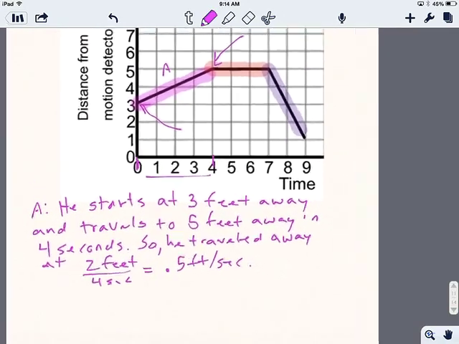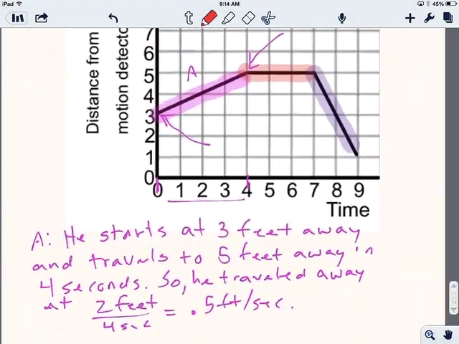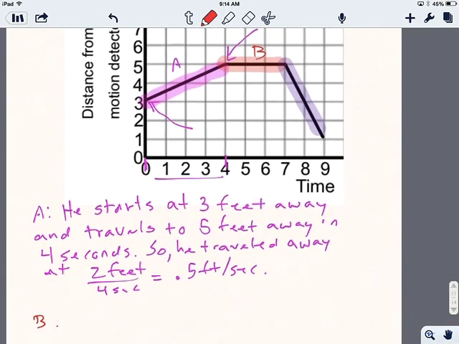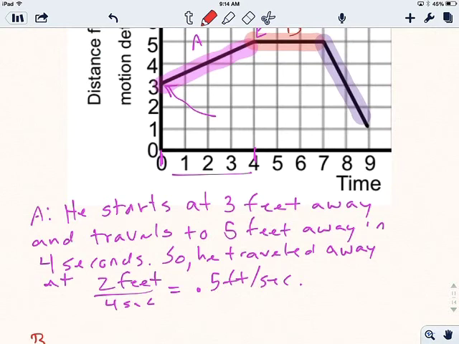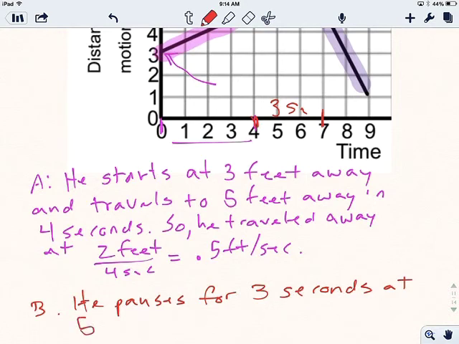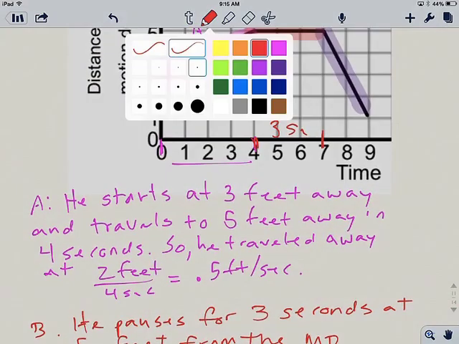All right, one section down. Let's look at the next section. So this next section that is in red here I'll call B. In section B, he does not move. He's at 5 feet at the beginning, he's at 5 feet at the end. It takes from 4 seconds to 7 seconds, so that's 3 seconds that pass. So he pauses for 3 seconds at 5 feet from the motion detector. Let's write MD.